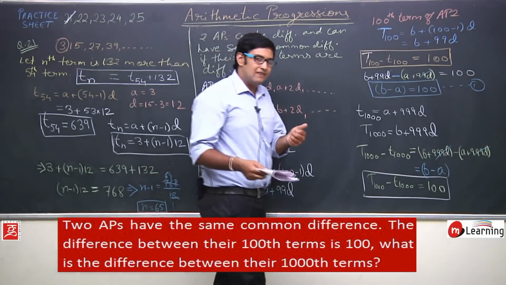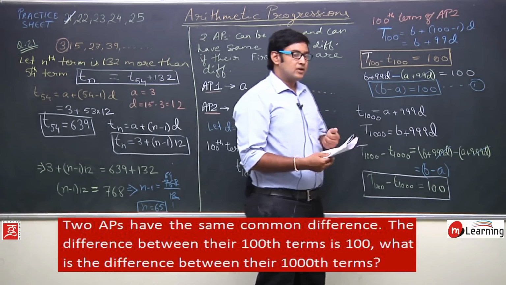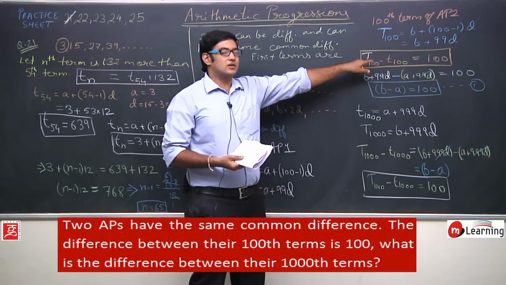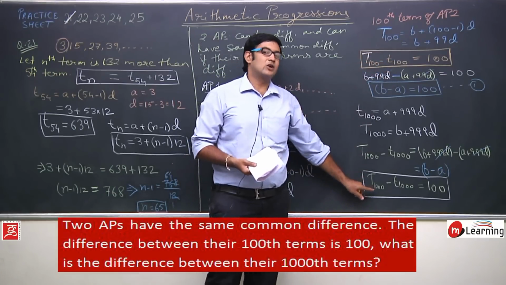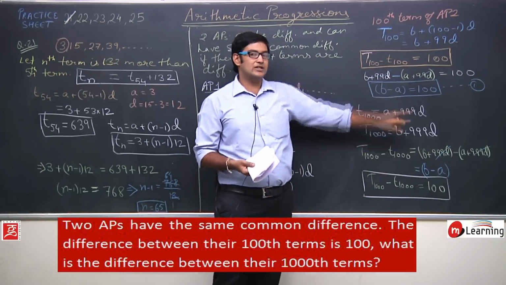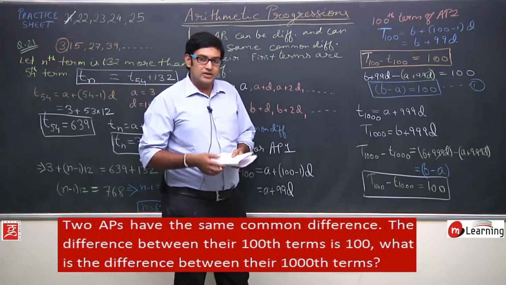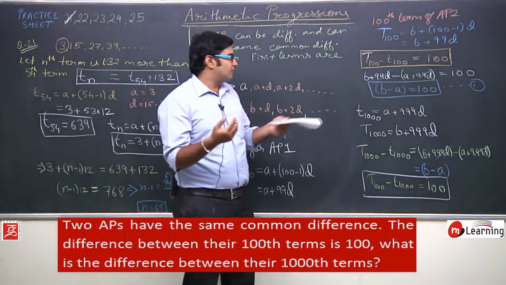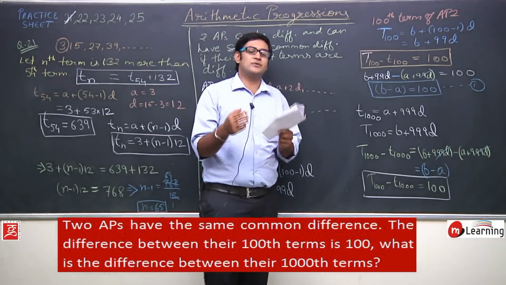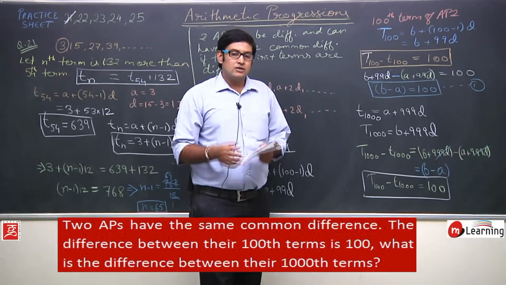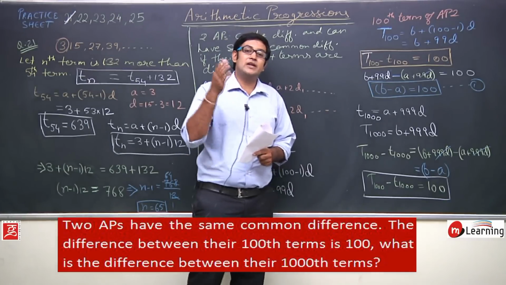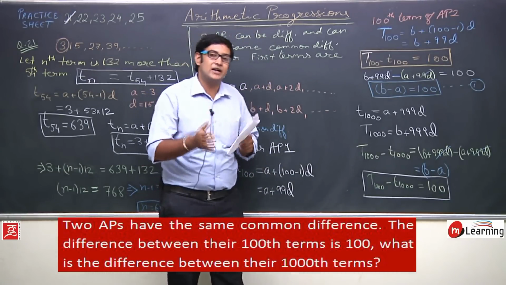Now we can make a simple observation here. This is the difference between the 100th terms, and this is the difference between the 1000th terms. You can see the differences are the same, both are 100. If I calculate the difference between, let us say, the 867th terms, or any other terms, will it be 100 or different? The difference will remain 100 only.